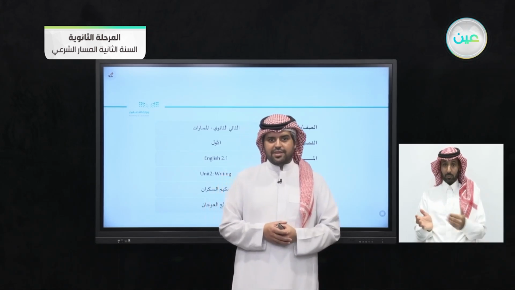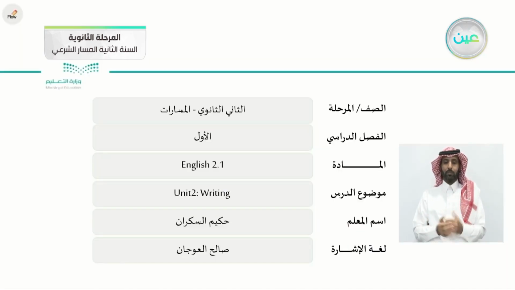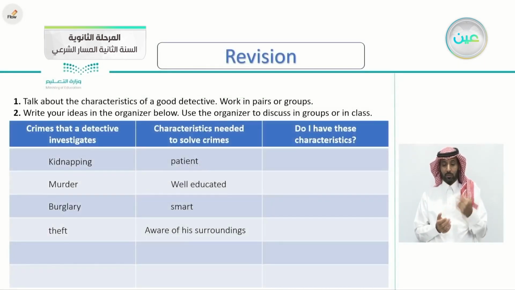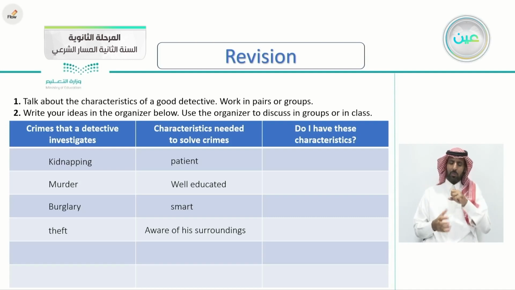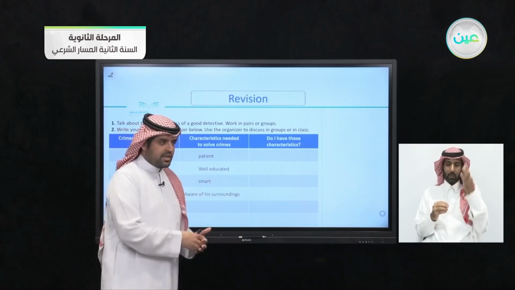I hope that you're happy and healthy, and I hope that you are ready for today's lesson, which will be the Unit 2 writing. But before we do that, let's revise what we previously took in our previous lesson. The characteristics of the investigator, of the good detective. We took crimes that the detective investigates. We said kidnapping, murder, burglary, etc. And the characteristics needed to solve a crime. We said patient, well-educated, smart, and aware of his surroundings. Of course, you can add more and more to these as you like.